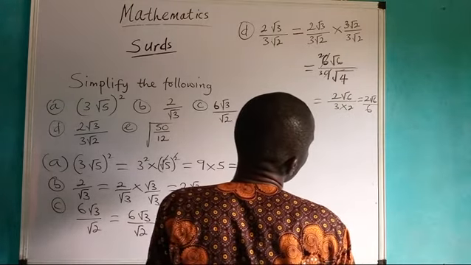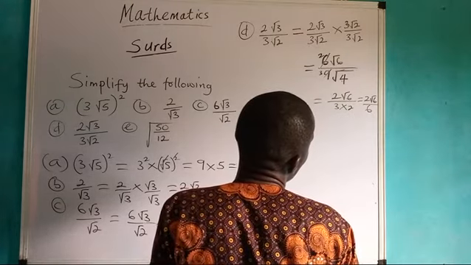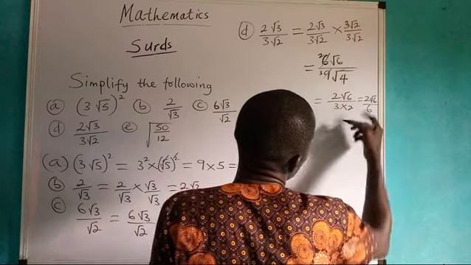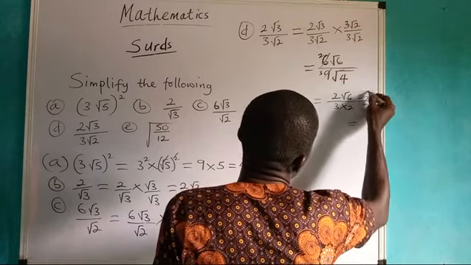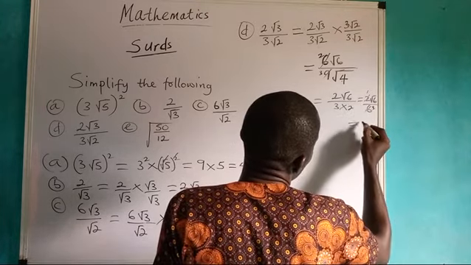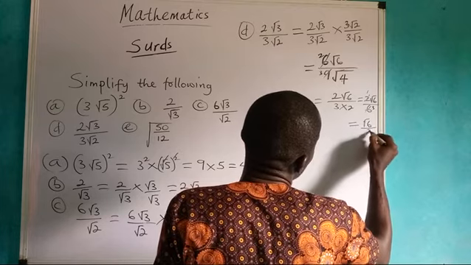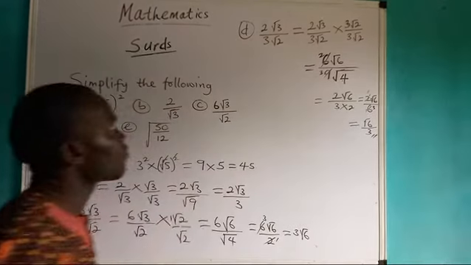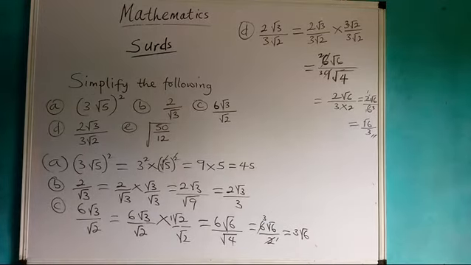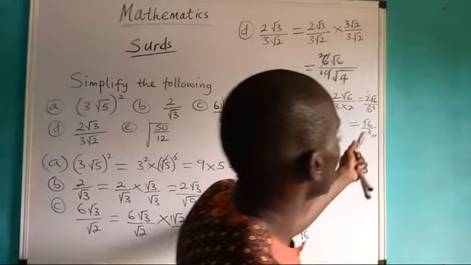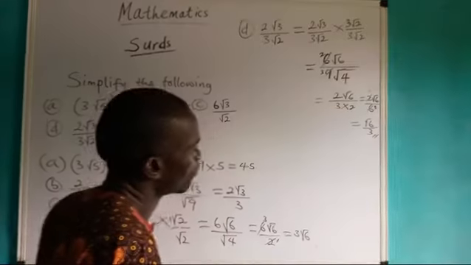Of course, we can still reduce again. Meaning that for this one, 2 here is 1, 2 here is 3. Therefore, we are going to have root 6 over 3. This one becomes my final solution. For the one of D, we have the final solution as root 6 all over 3.